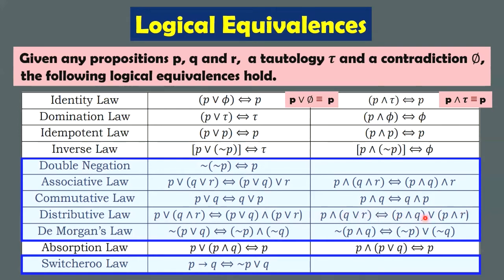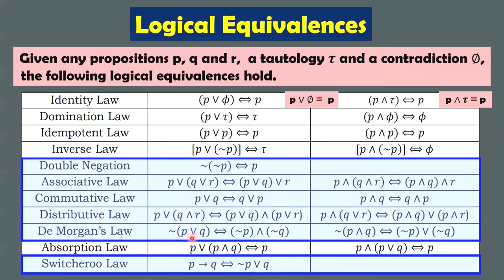Ganon ang distributive law. Etong De Morgan's law and Switcheroo law, I discussed these two laws in my previous video. So, I actually proved them too. So, ang De Morgan's law, mabilis lang, distribute lang yung negative.